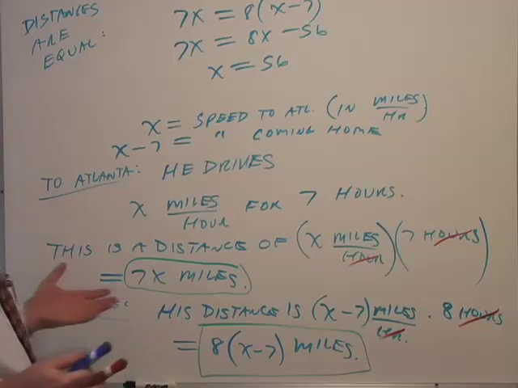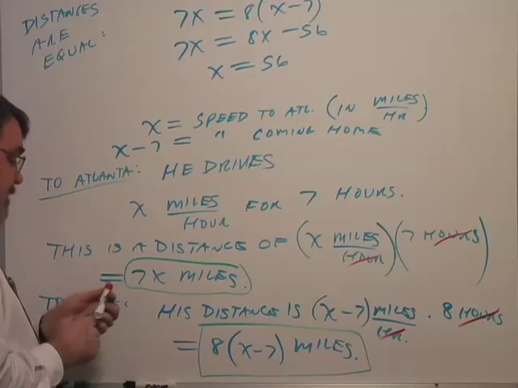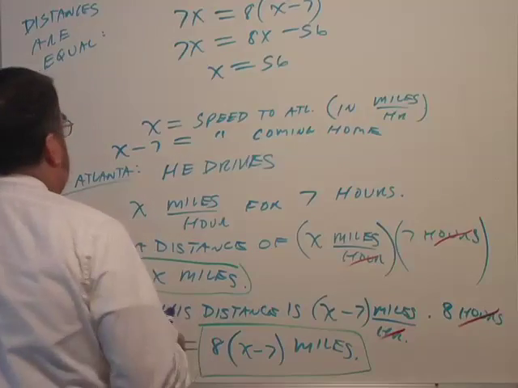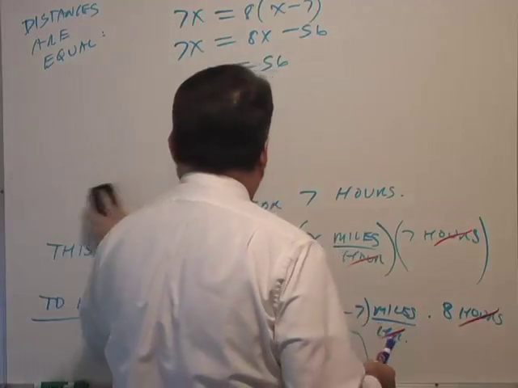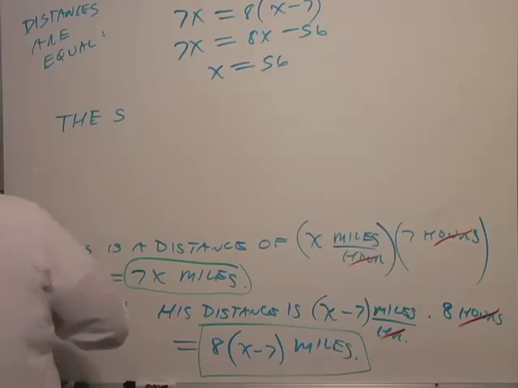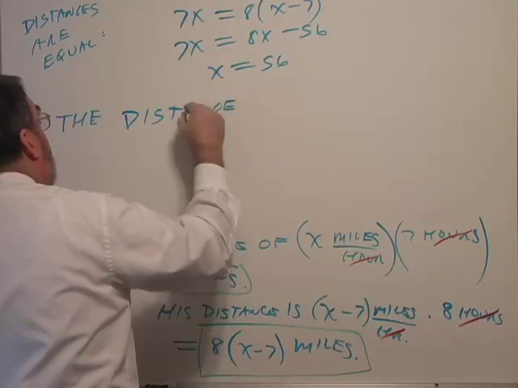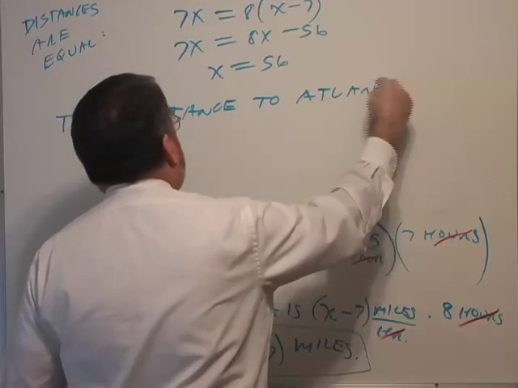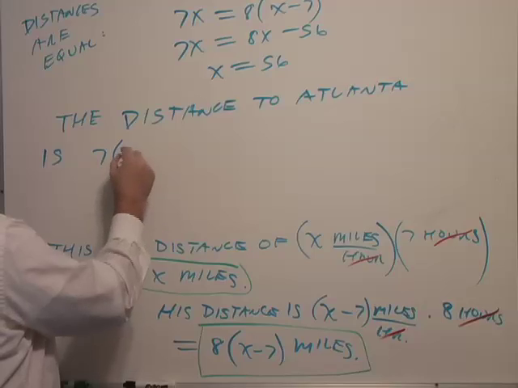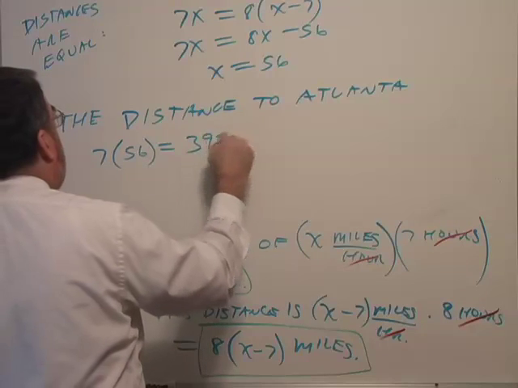All right, well, we're not done because we haven't answered the question, how far is it to Atlanta? Well, 7x gives us that distance. So the distance would be 7 times 56. So let me write out the answer to the problem. And I wish my board wasn't so cluttered. But here's my answer. The distance to Atlanta is 7 times 56, which is, I think, 392 miles.